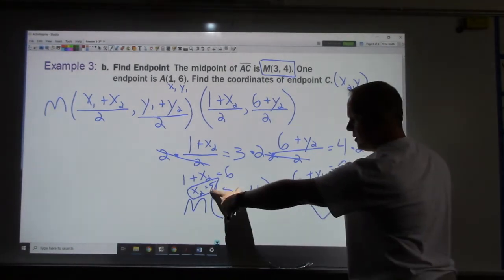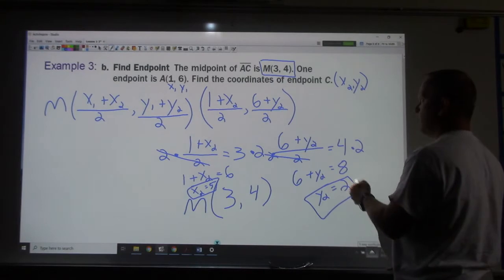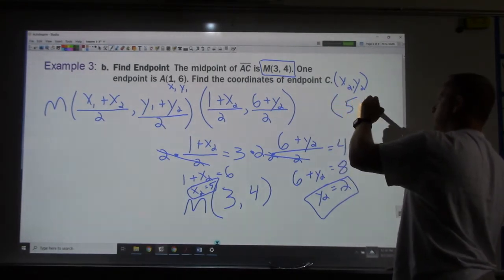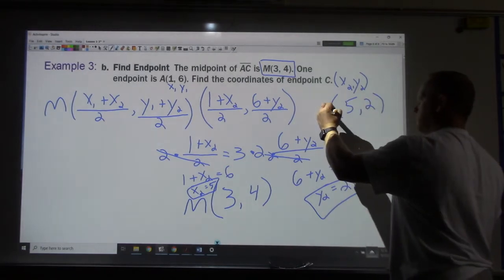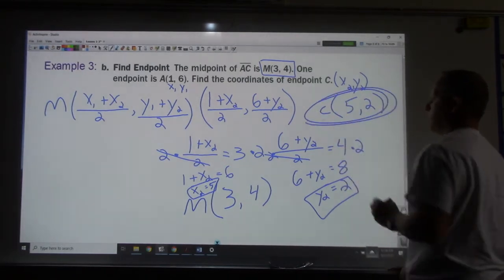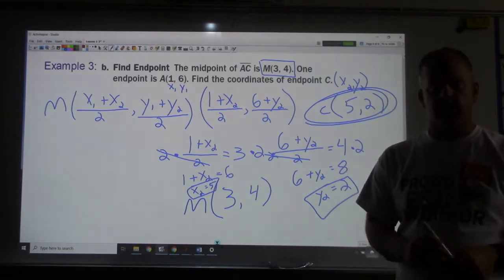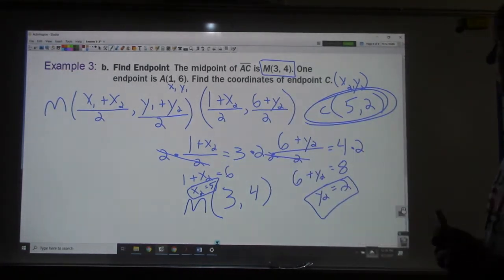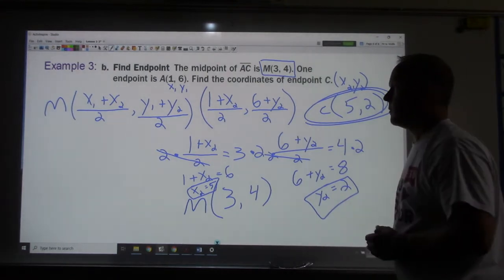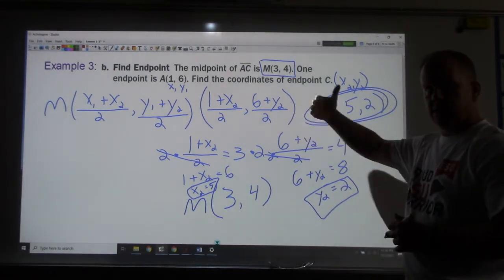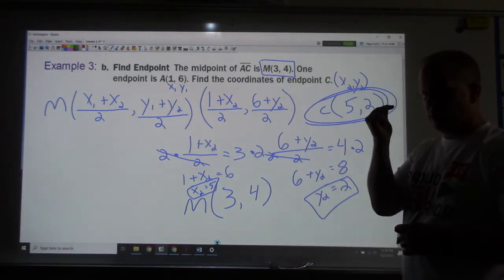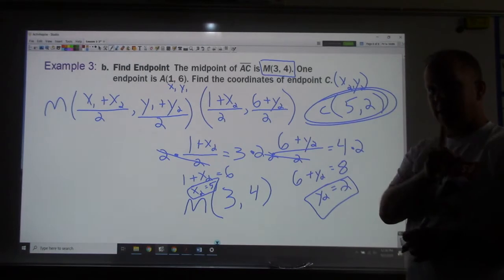So my x2 was at 5, my y2 is at 2, so C should be at the point 5, comma 2. And that's how you find the other endpoint given one endpoint and the midpoint. The more you practice this, the quicker you'll get, the more you'll notice there's a small little pattern that you can probably do in your head quicker than writing all this down. I'm not going to give away that secret just yet.